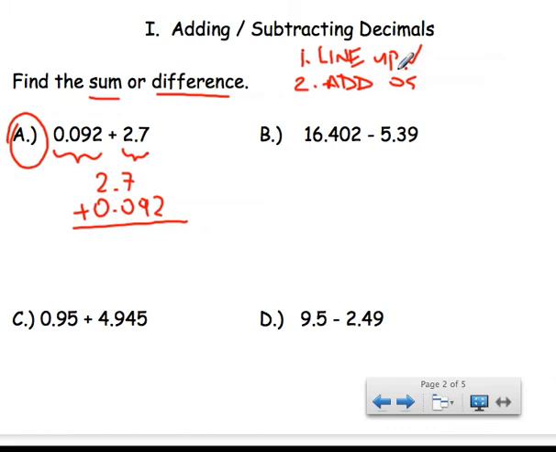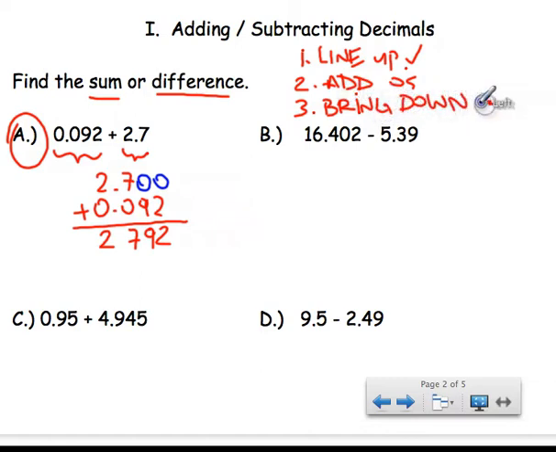And if you look at this, you can see that we're going to have to fill in some spaces here with a 0 and a 0. And now we should be ready to add them. 0 plus 2 is 2, 0 plus 9 is 9, 7 plus 0 is 7, and 2 plus 0 is 2. The last step for addition or subtraction is to just bring down the decimal. So the answer here would be 2 and 792 thousandths.